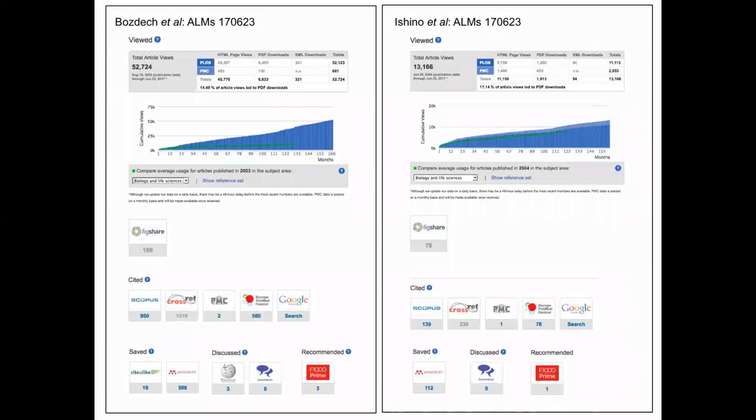So instead of 45,000 downloads, 11,000 downloads. Instead of 1,000 cites, 200 cites. Instead of 3 Faculty of 1,000 mentions, 1 Faculty of 1,000 mention. There's just no question when you look at the data displayed this way, which has been the more impactful paper in the field of malaria, right?